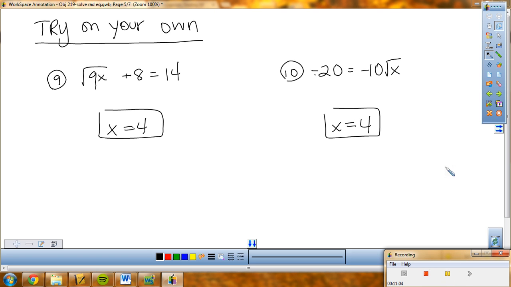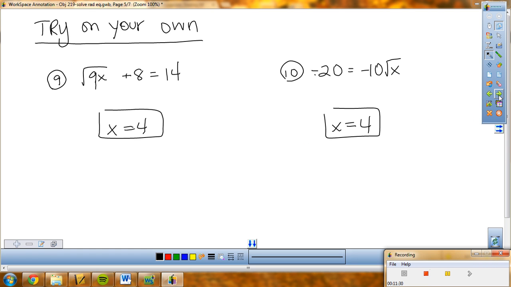Alright, so here we have a strange coincidence that both of them actually did work out to be 4. So if you were not able to get 4 for either 9 or 10, go back, check your work, really make sure that you're getting the radical by itself before you're undoing any radical. And if you still have questions, make sure you mark it in your notes and ask when you get back to class.